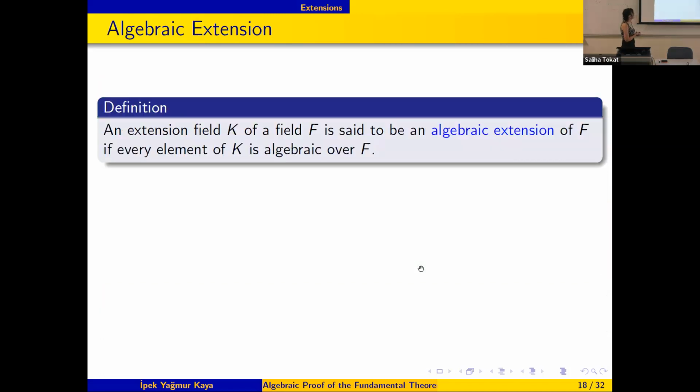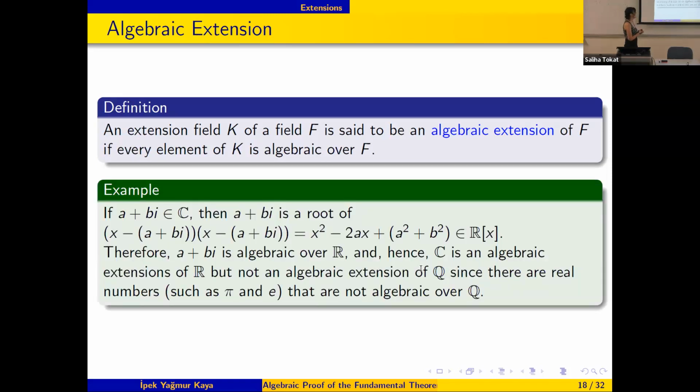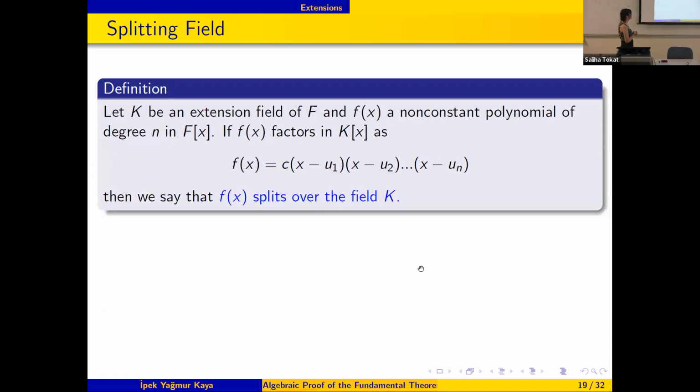The definition: an extension field K of a field F is said to be an algebraic extension of F if every element of K is algebraic over F. Example: if a plus bi is in C, then a plus bi is a root of this polynomial in R[x]. Therefore, a plus bi is algebraic over R, and hence C is an algebraic extension of R, but not an algebraic extension of Q, since there are real numbers such as pi and e that are not algebraic over Q.